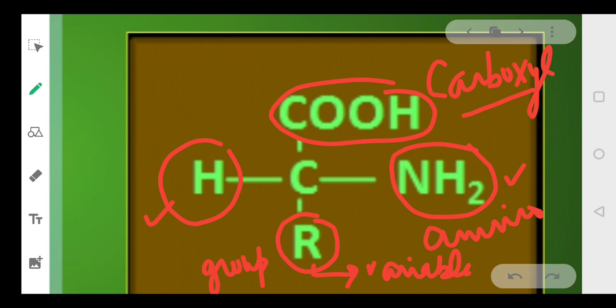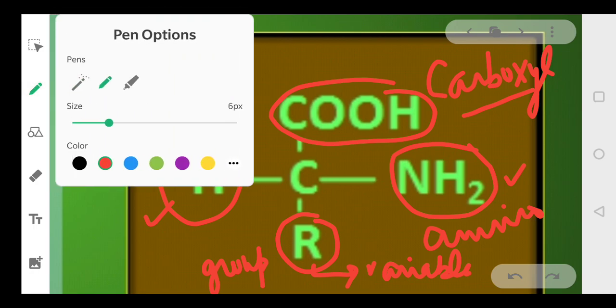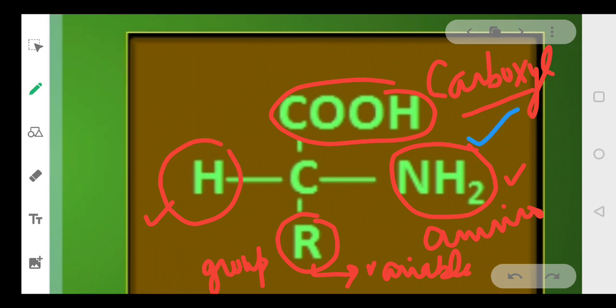Now, here there is only a single carbon present. On the single carbon, you have your amino group as well as your carboxyl group; both groups are present on the same carbon. So that is why this carbon is referred to as the alpha carbon, and these amino acids are called alpha amino acids, because they are made up of alpha carbons.